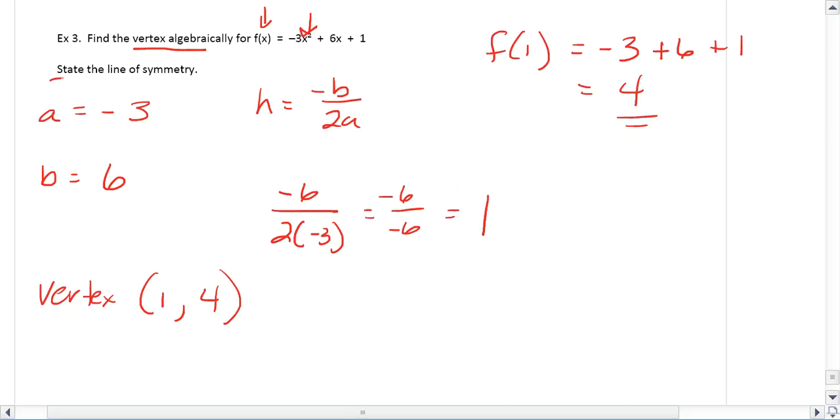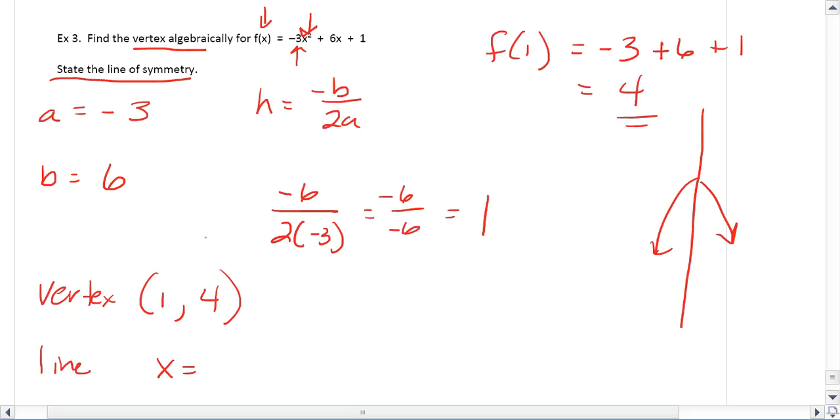Now we are to state the line of symmetry. Remember, this parabola opens downward because that's a negative sign, so if you want to picture it, it looks like this. The line of symmetry cuts right through the vertex, so the x coordinate of the vertex gives us our line of symmetry. All right, now I think you have the knowledge you need for section 6.2, so have fun with math.